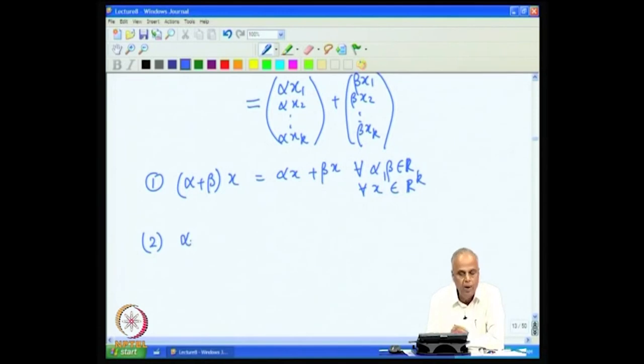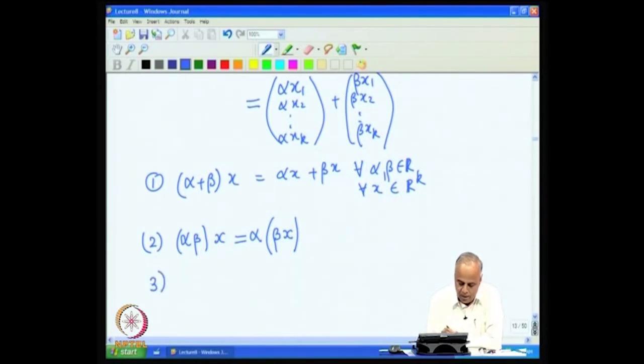Similarly, if you take alpha any real number, beta any real number, and multiply it with the element x in Rk. So alpha and beta are real numbers, alpha times beta is a real number. So the real number alpha beta is combined with the element x in Rk, the result must again be in Rk. This is the same thing as first combining the real number beta with x, you get an element in Rk, then combining the real number alpha with this element in Rk, you obtain the same.